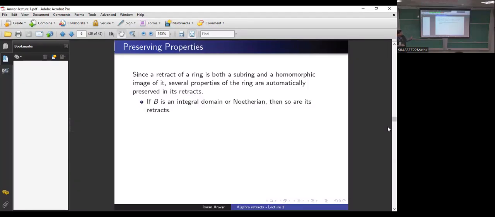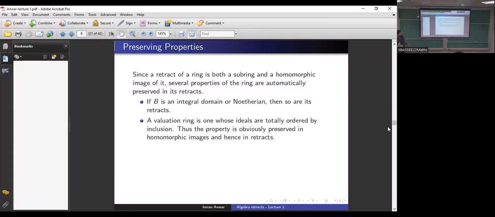So if B is an integral domain or Noetherian, so are its retracts. So these are some known results. If B is Noetherian, all its algebra retracts will be Noetherian too. Moreover, a valuation ring is a ring whose ideals are totally ordered by inclusion. So definitely the retraction preserves it, because it's all about the interplay of the homomorphism, and the fourth isomorphism theorem indicates that the lattice structure will be the same. So that particular thing transfers to any of its retracts.